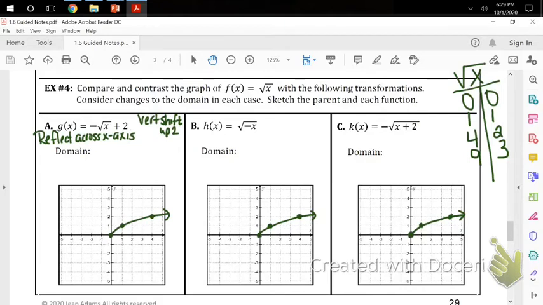Now when I go to build this table, there's nothing inside with x, so my x's aren't going to change. So I'm going to keep them the same. And then my y's, though, are being multiplied by -1, and then we're going to add 2. So I'm going to take those y values, starting with 0 times -1 is 0, plus 2 is 2. 1 times -1 is -1, plus 2 is 1. 2 times -1 is -2, plus 2 is 0. And 3 times -1 is -3, plus 2 is -1. And so let's graph those ordered pairs.